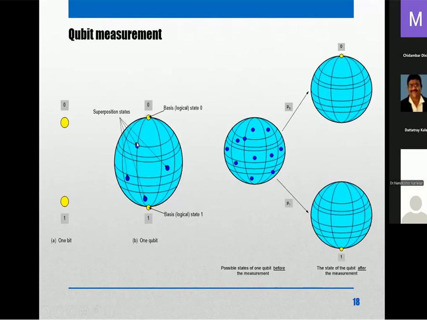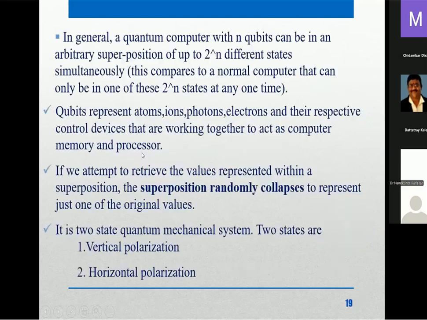A qubit is moving on a sphere. There is a ground state and an excited state in one qubit. It can be converted to P0 or P1. When it is P0, you can see a 0 or a 1. This is how exactly the qubit is working or moving in physics technology, as a superposition. So in general, a quantum computer with n qubits can be in an arbitrary superposition of 2 raised to n states.